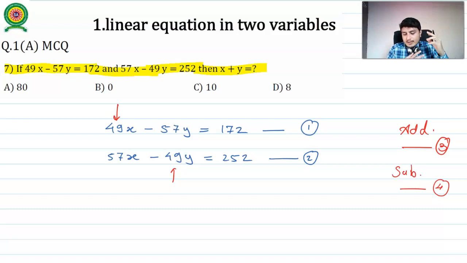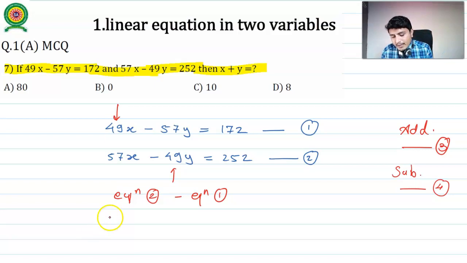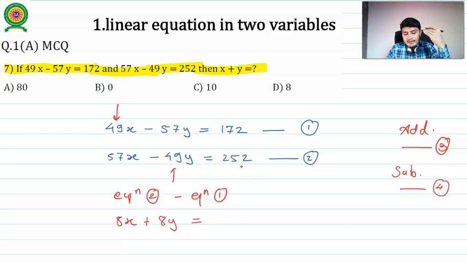So now our target is to evaluate x plus y. Once we subtract the equations, we get the value of x plus y. Now subtract equation 1 from equation 2, that means equation 2 minus 1. What will happen? I am writing 57 minus 49, we have 8x. Now minus 49 minus of minus 57, we have plus 8y, and that equals 252 minus 172, which gives positive 80.